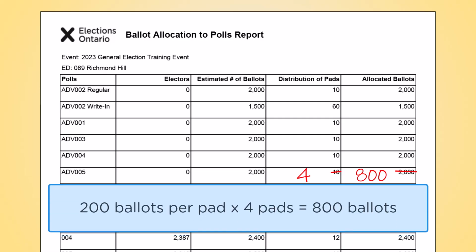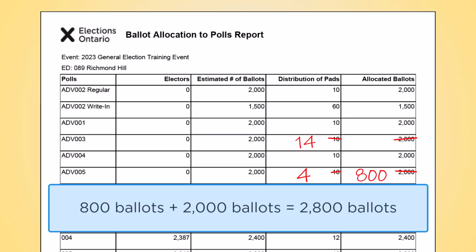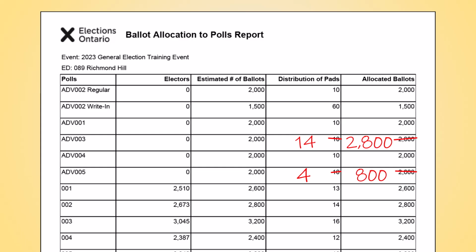We'll start by reallocating 800 ballots to ADV003, cross out the 10 in the distribution of pads column, and add 4 pads for a total of 14. Then, in the allocated ballots column, add 800, bringing the total to 2,800. Now we'll reallocate the remaining 400 ballots to ADV004. Cross out the 10 and add 2 for distribution of pads, and cross out the 2,000 and add 400 in the allocated ballots column.